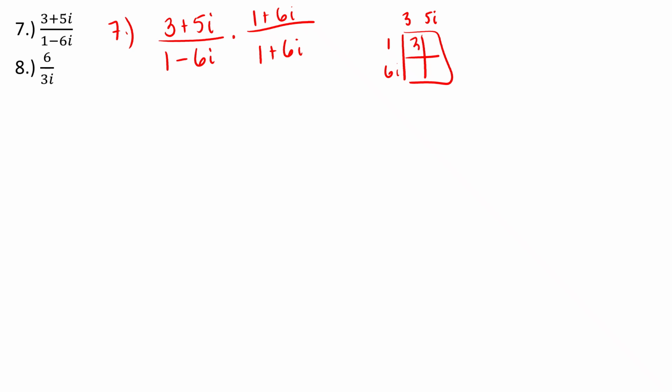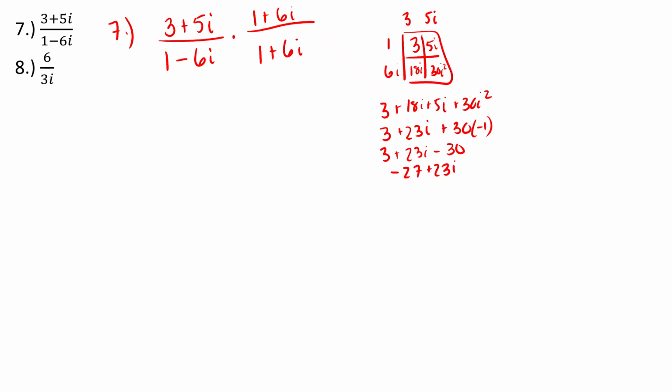Plus 6i, so we have 3, we have 5i, we have 18i, and we have 30i squared. Then 5i plus 18i, well, I'm going to go ahead and write it out, plus 30i squared. So this is 23i, but we want to remember that i squared is equal to negative 1. Which means that we have a negative 30 there, and 3 minus 30 is negative 27. And so my numerator ends up being negative 27 plus 23i.